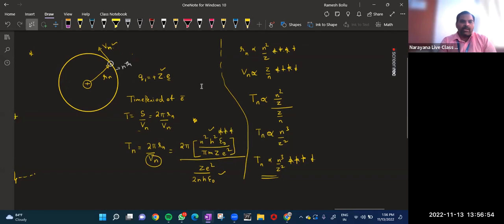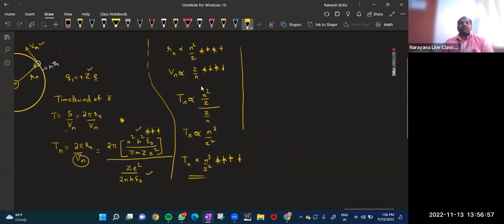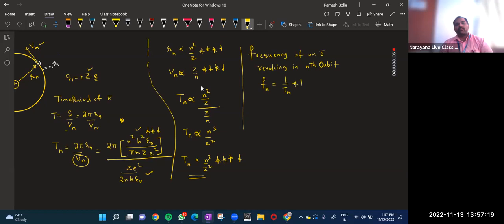Now let me introduce the frequency of the electron in the nth orbit. What is the frequency of an electron revolving in the nth orbit? It is equal to 1 by the time period of the electron in the nth orbit, right? Kindly say yes or no. So substitute the time period value here: n cube by z square. So the frequency of the electron in the nth orbit is proportional to z square by n cube.